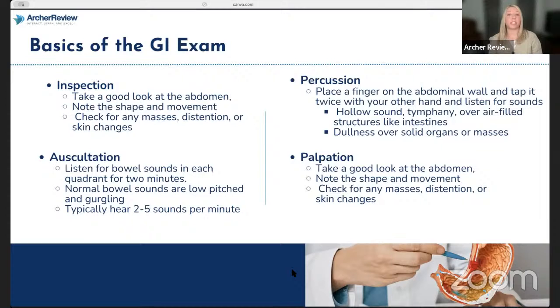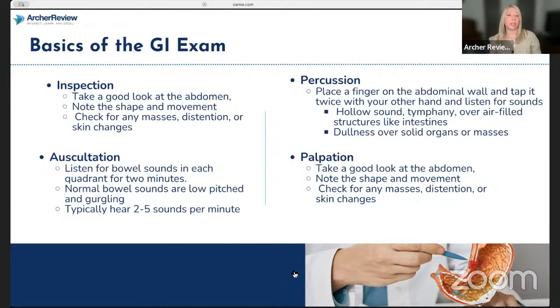Next up, auscultation. We're taking a listen. Listen for bowel sounds in each quadrant for 2 whole minutes. Yes, 2. I know that's a long time, but it's really important that we really listen for those bowel sounds. So normal bowel sounds are low-pitched and sound like a gurgling noise. We typically hear 2 to 5 sounds per minute, and that's considered normoactive bowel sounds. If we hear less than that, it would be considered hypoactive, and more than that is hyperactive.